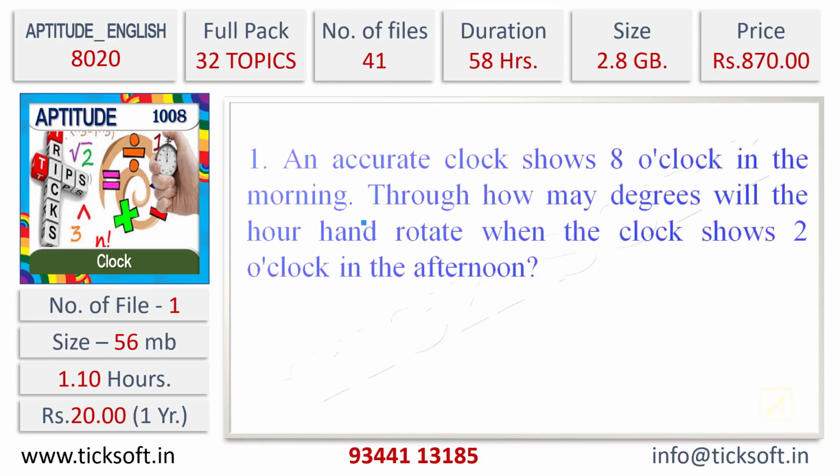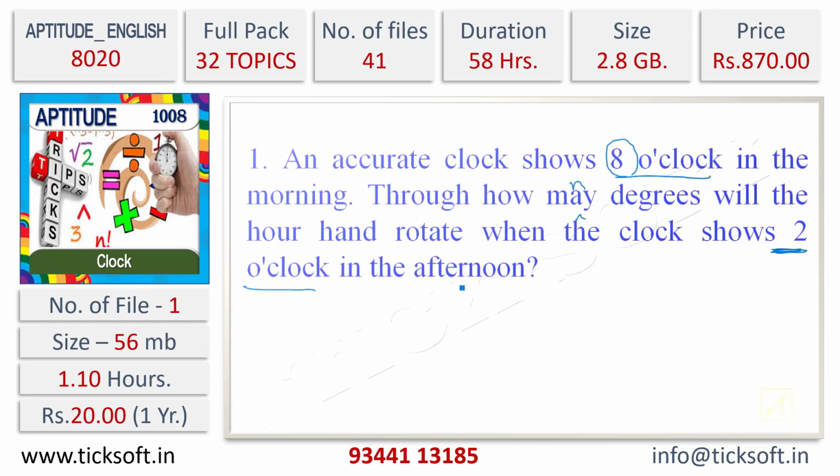So here the first question is, an accurate clock shows 8 o'clock in the morning. Through how many degrees will the hour hand rotate when the clock shows 2 o'clock in the afternoon? So here listen, the accurate clock shows 8 o'clock in the morning, and now the question is, through how many degrees will the hour hand rotate when the clock shows 2 o'clock in the afternoon?